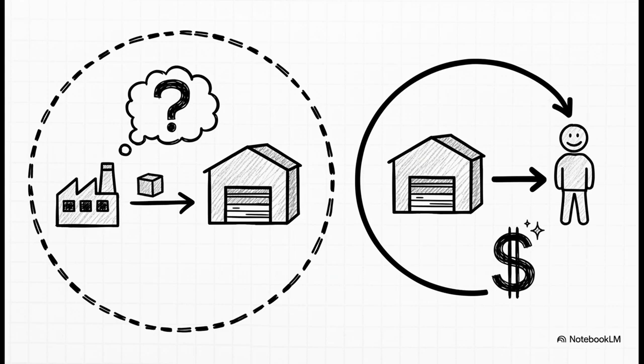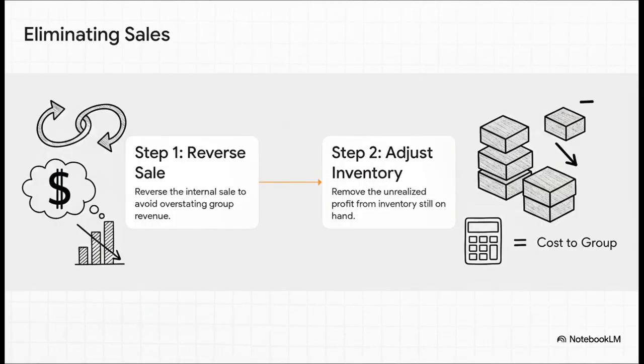So if a subsidiary sells inventory to its parent company and makes a little profit, but that inventory is just sitting in the parent's warehouse at the end of the year, that profit hasn't really been made by the group yet. It's what we call unrealized. So to fix this, we need a two-part adjustment. First, we reverse the entire internal sale. That stops us from artificially inflating the group's total sales revenue.